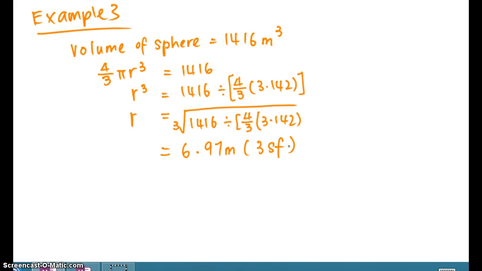Since we did not define what r is, r can represent anything in the world. So in the final step, we must always remember to write down radius is equal to 6.97 meter. Please proceed to try the last practice question and you may stop here.